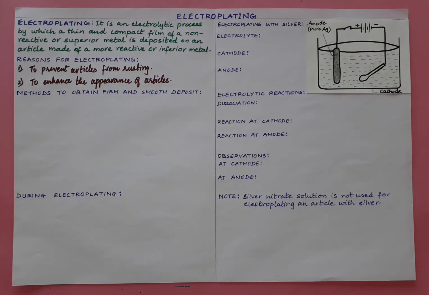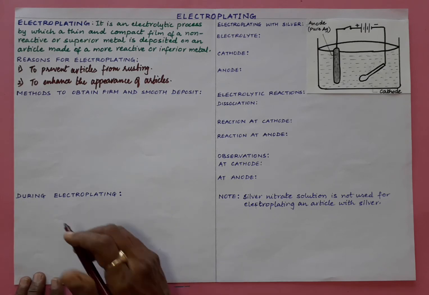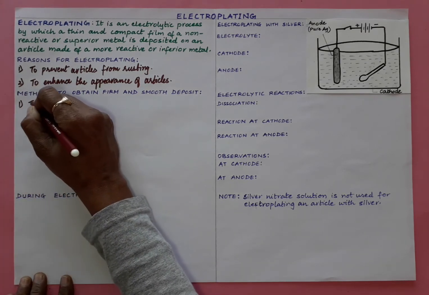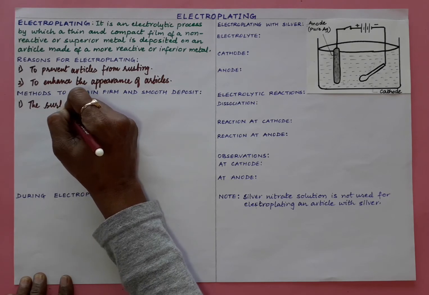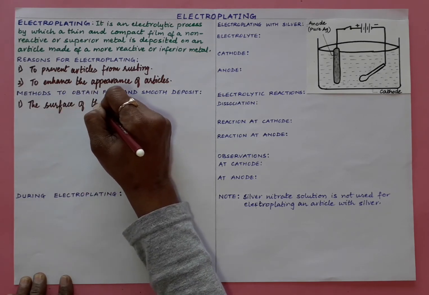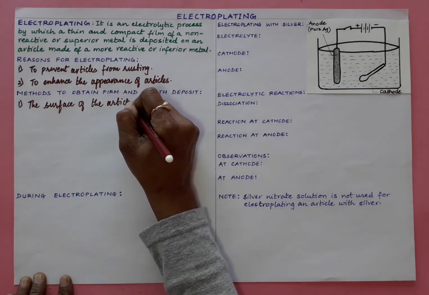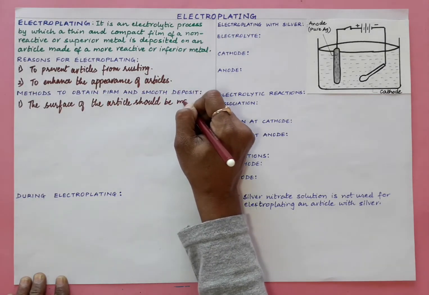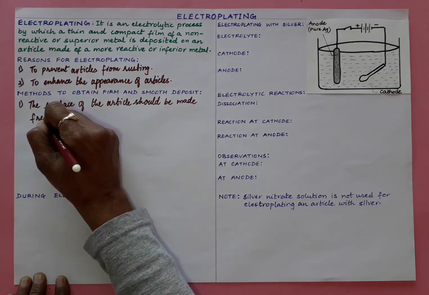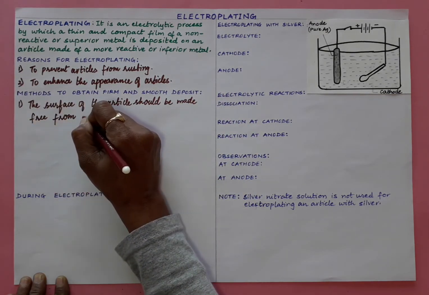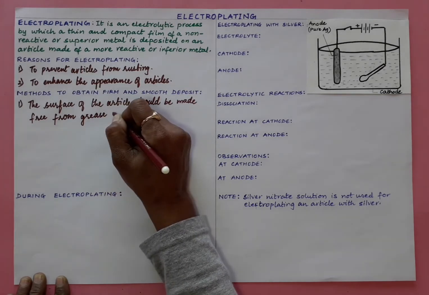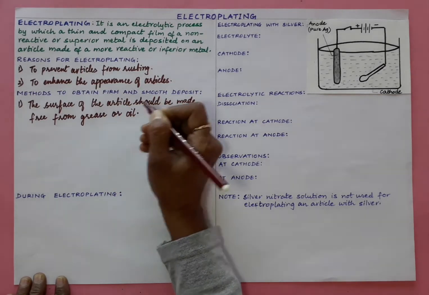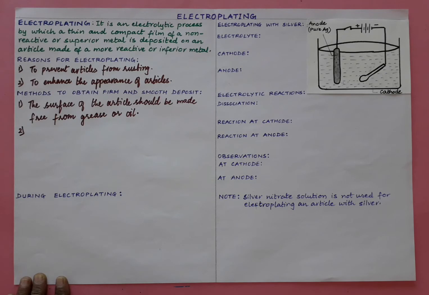Now, methods to obtain firm and smooth deposit. These are the points which we have to keep in mind. Okay, so first one is the surface of the article should be made free from grease or oil. Then only the coating will be smooth, right? And it will perfectly fix on it.